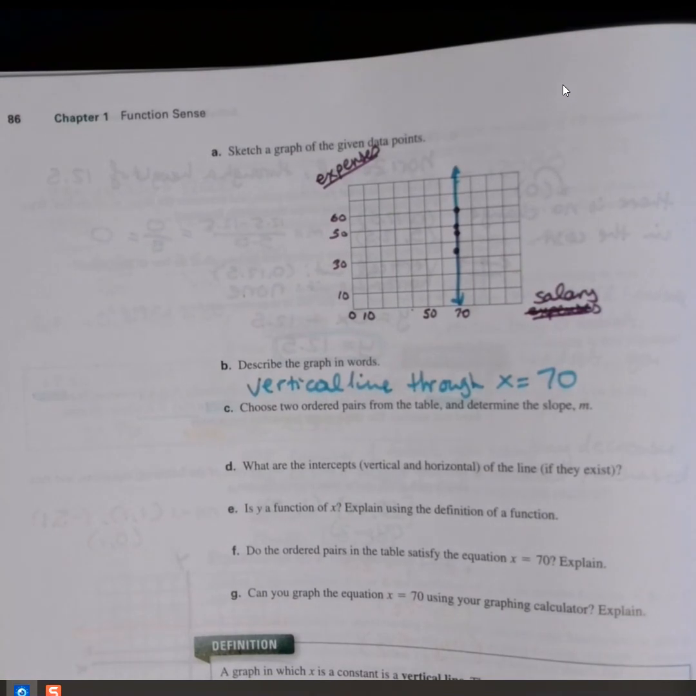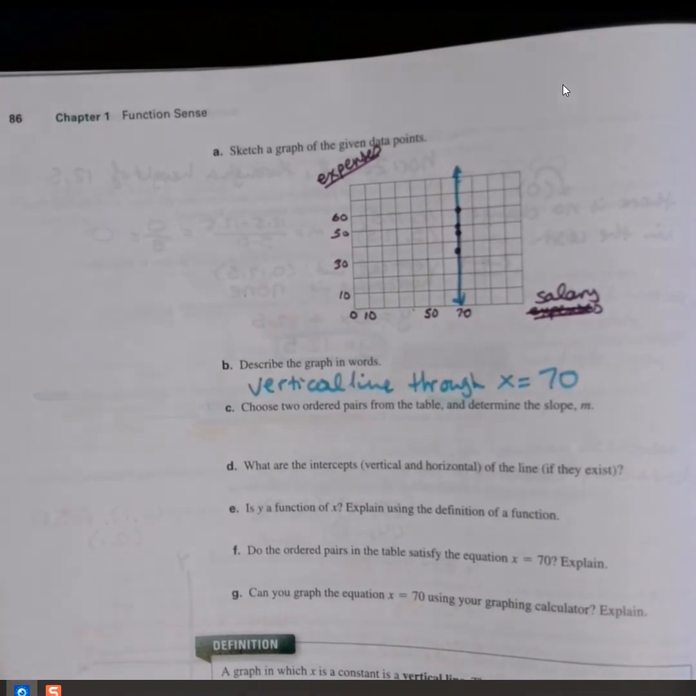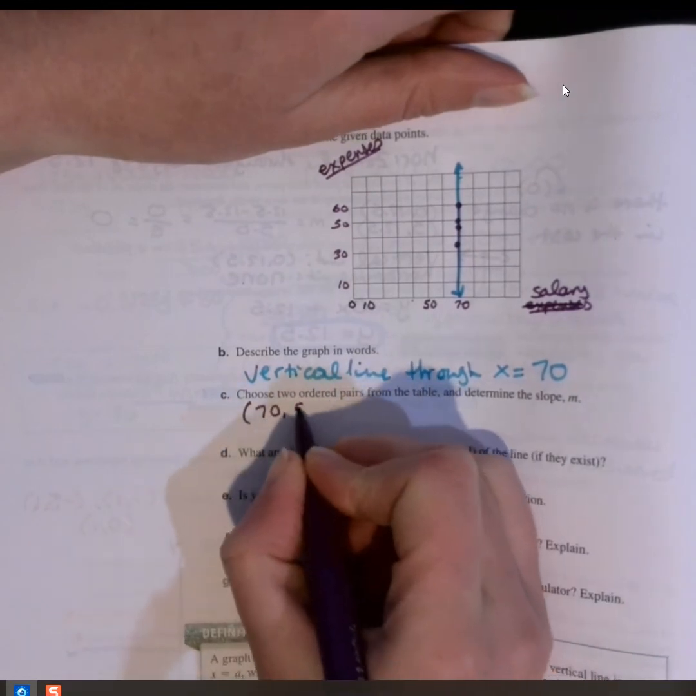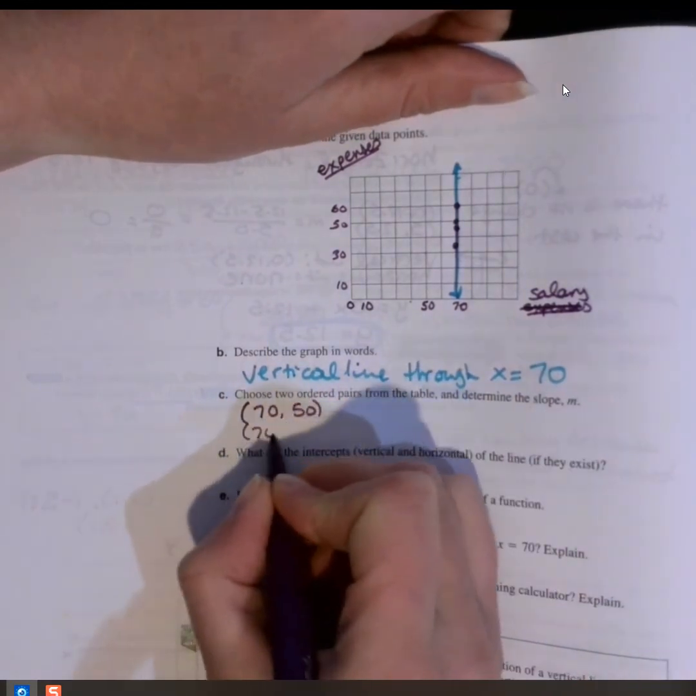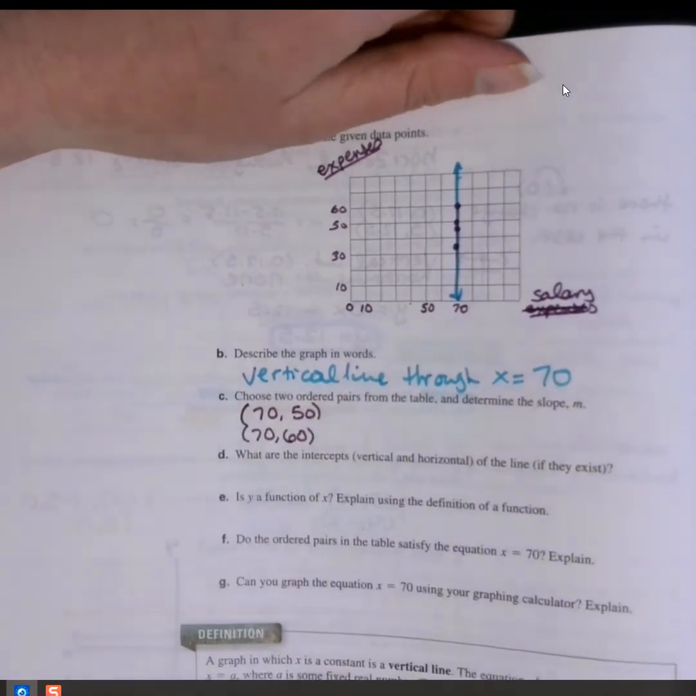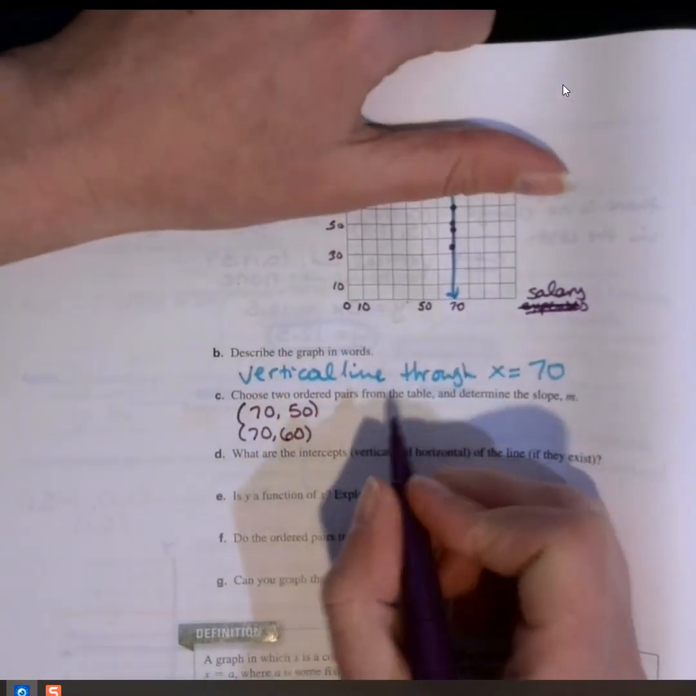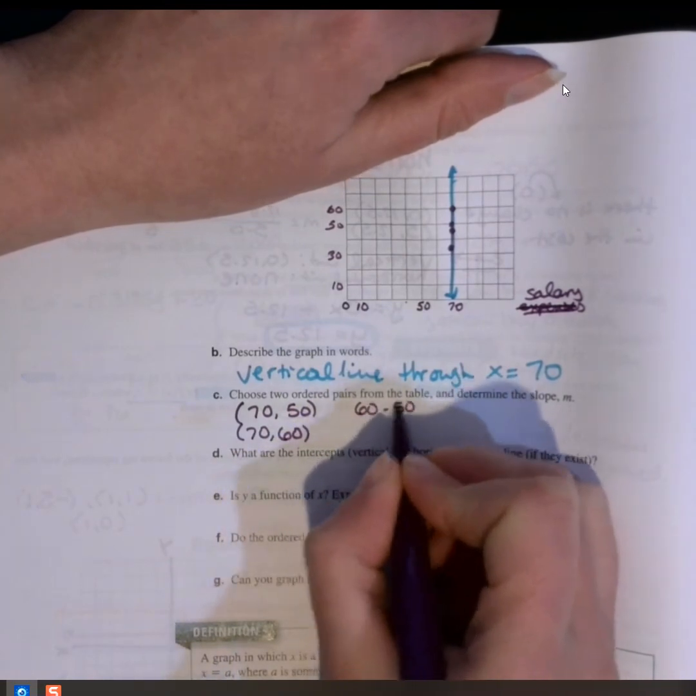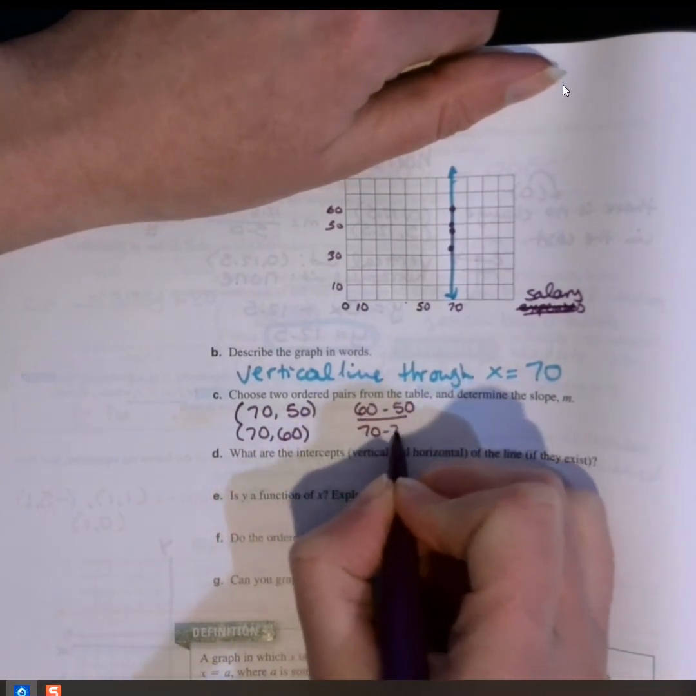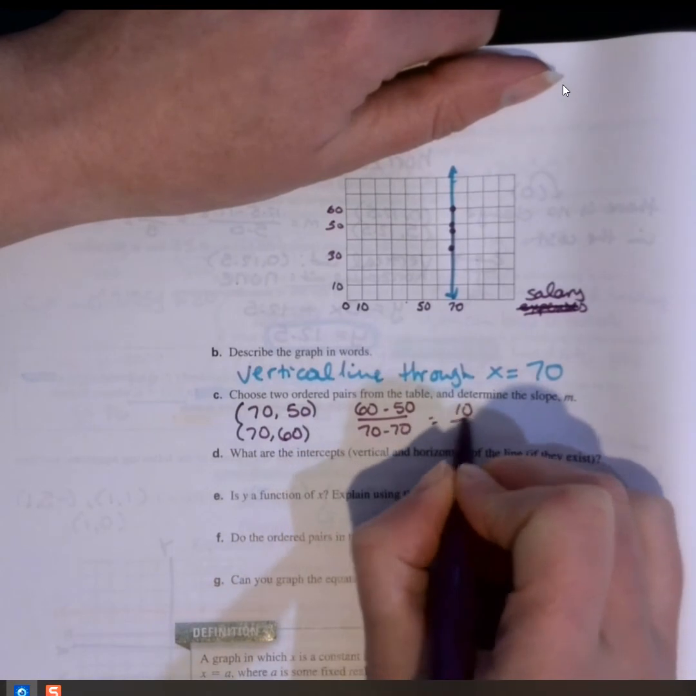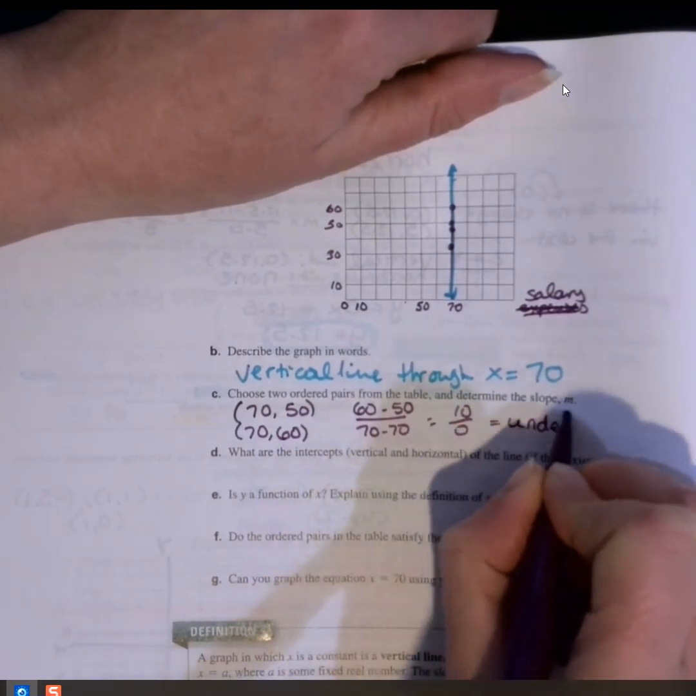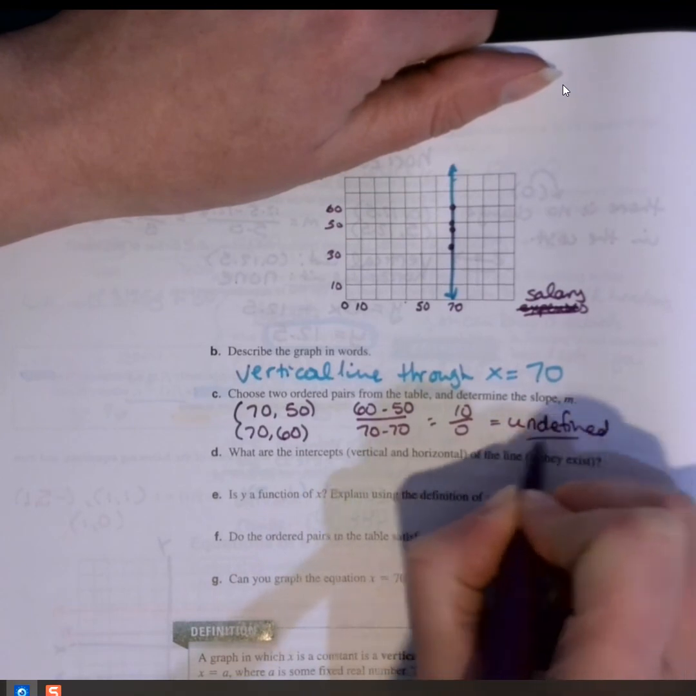Choose two ordered pairs and determine the slope. I'm going to pick (70, 50) and (70, 60). Output over input, change in output: 60 minus 50 over 70 minus 70. This is 10 divided by 0, and I can't do 10 divided by 0. It is undefined. It doesn't exist.